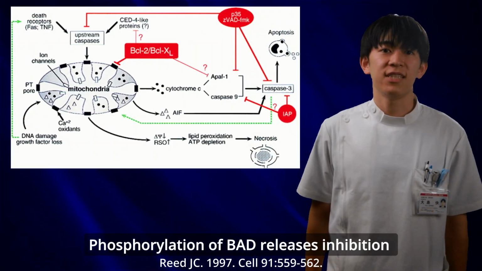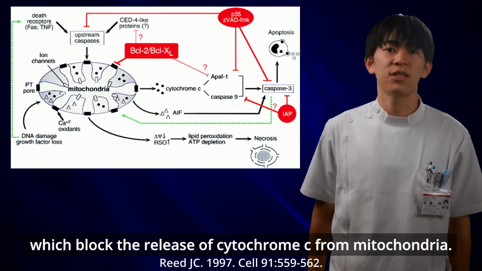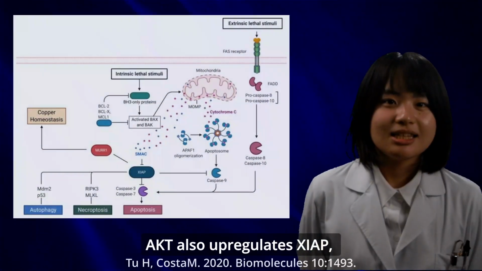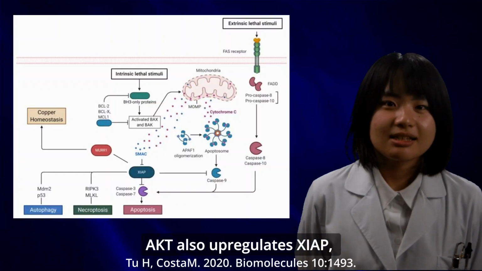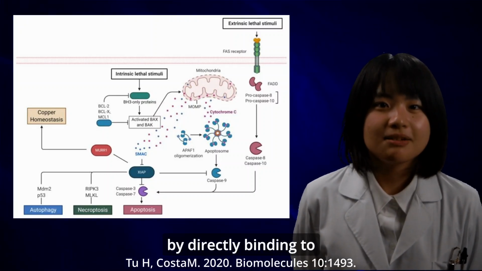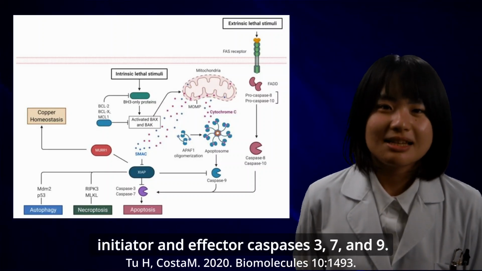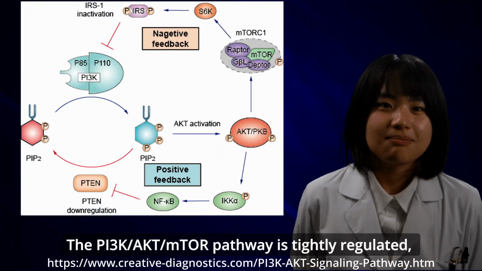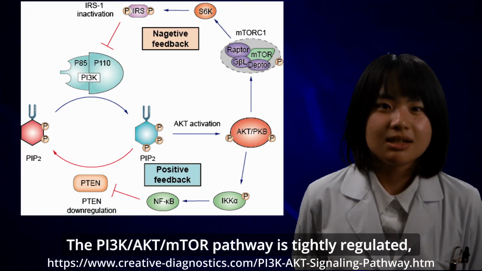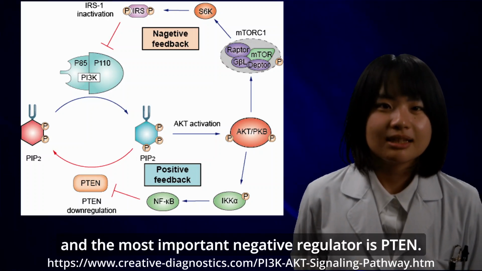Phosphorylation of BAD releases inhibition of anti-apoptotic factors such as BCL2, which block the release of cytochrome c from mitochondria. AKT also upregulates XIAP, which blocks the caspase cascade by directly binding to initiator and effector caspases 3, 7, and 9. The PI3K AKT mTOR pathway is tightly regulated, and the most important negative regulator is PTEN.